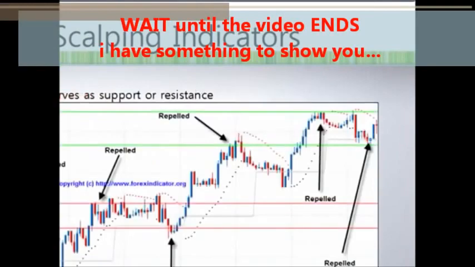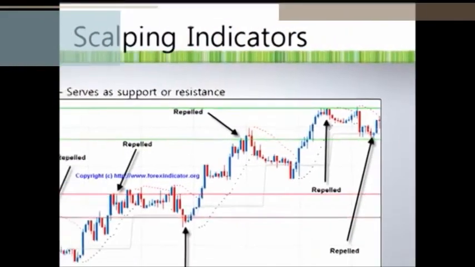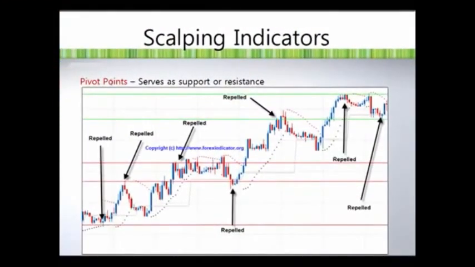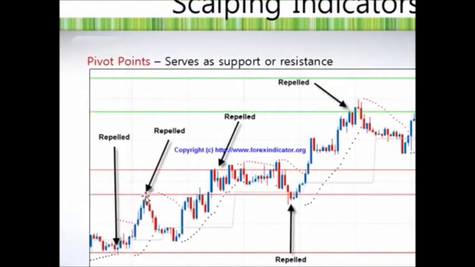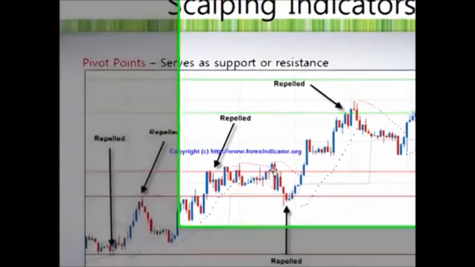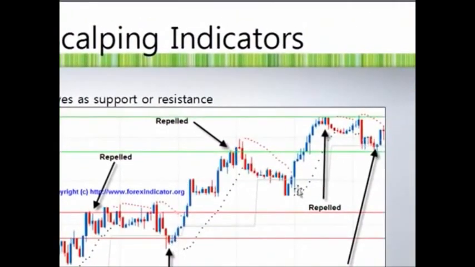The next indicator that we're talking about is the pivot points. Be it the daily pivots, weekly pivots, or monthly pivots, they all serve as strong support and resistance. Take a look at this picture below. You can see that the price hit the pivot point, got repelled by it, hit the pivot point, got repelled by it, hit and repel. You can see it hold, hit here, get repelled, hit, repel. You can see how strong this pivot point is.